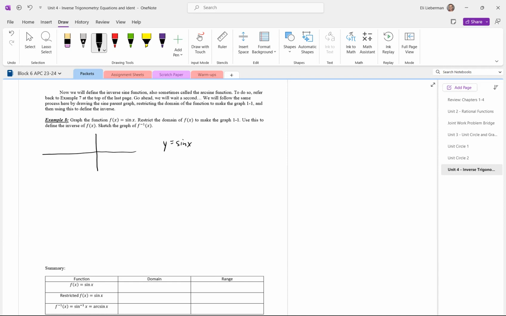Reminder: the input for the base function is the angle, and the output is the ratio. There is no input ratio. The angle is in radians or degrees, and it matters what mode your calculator is in.